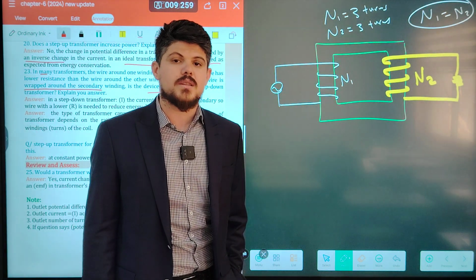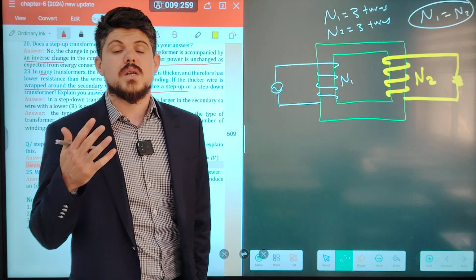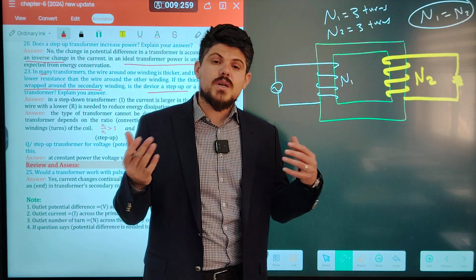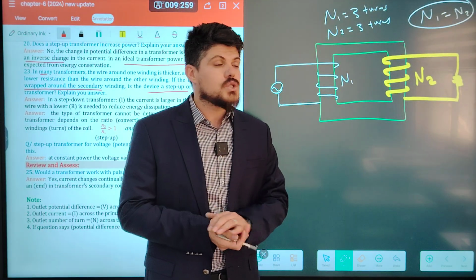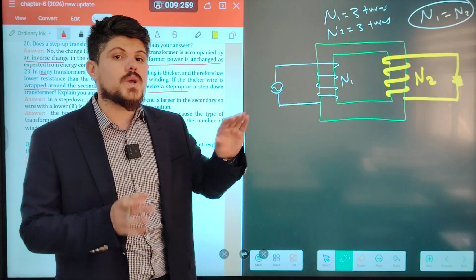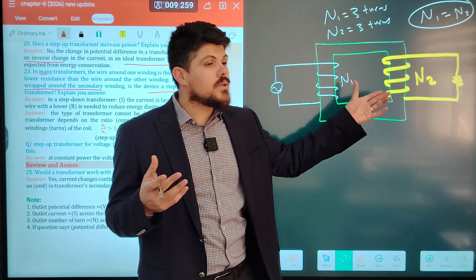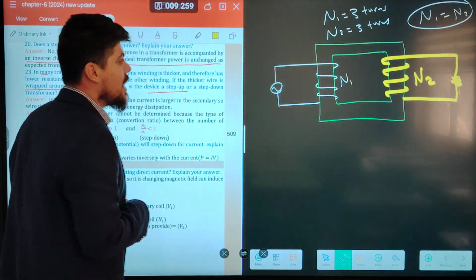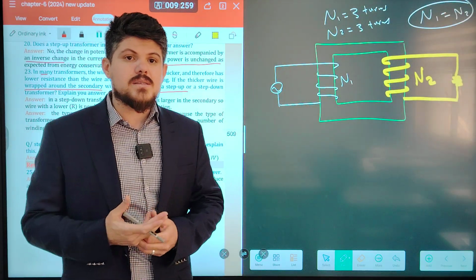We cannot determine by the thickness and the thinness of the wire whether the transformer is step up or step down. Only by difference in number of turns we can determine the step up and step down transformer. So in this question you can answer like this: we cannot determine the type of the transformer because both coils have the same number of turns. But in reality, this question has another answer.